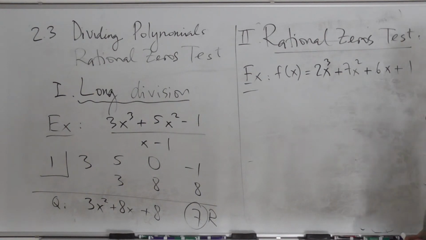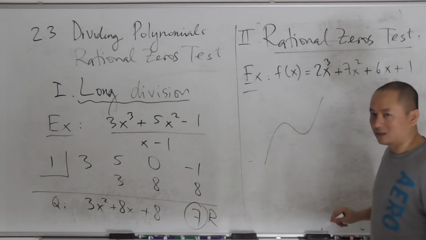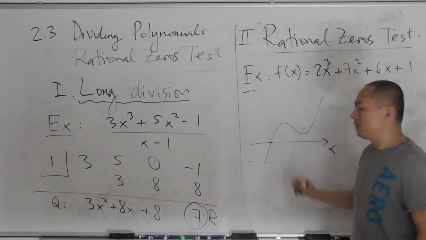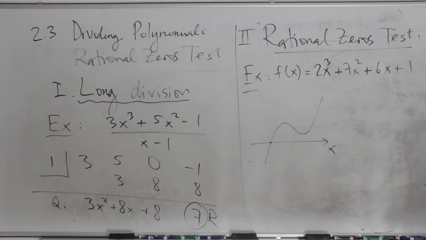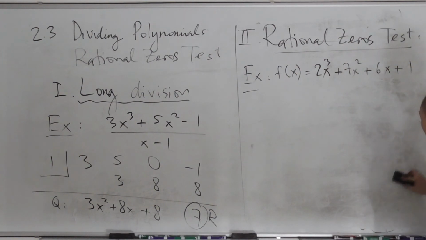In the previous section, I claimed that with a degree 3 polynomial and a positive leading coefficient, the graph tends to be like this. So for sure, it's going to intersect the x-axis. So for sure we do have a zero somewhere. The question is, how do we find it? As I said, we try our luck, and the rational zero test is a tool for us to try our luck.